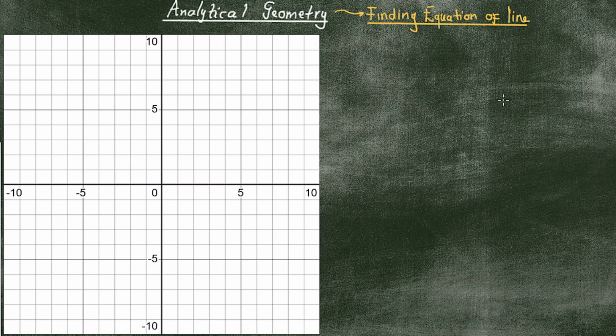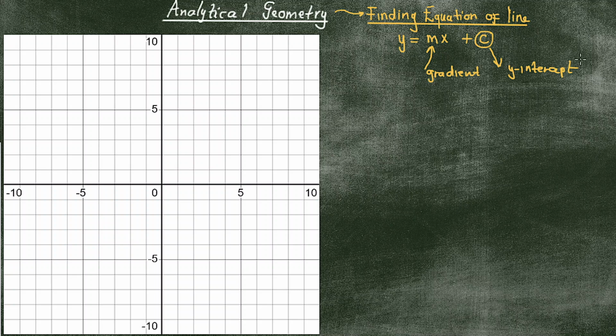So the equation for a straight line in a generic formula is y equal to mx plus c. I think by now you should know that the m stands for gradient, and the c stands for the y-intercept.